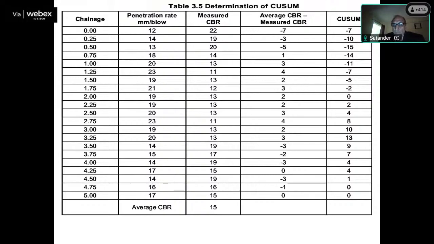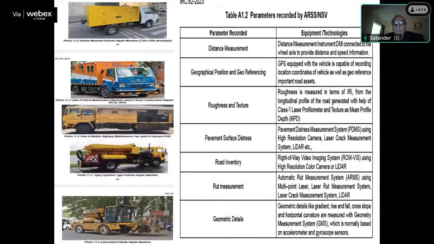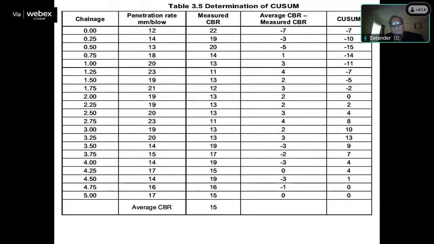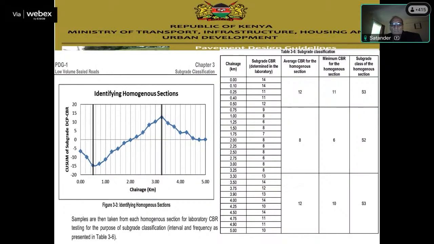The last slide I will show you is how to make a homogeneous section. This I have taken from the AASHTO specification. One side chainage, other side values. If you take the values, find the average. Then subtract each value from the average, and take the cumulative sum. Cumulative of the difference, average minus measured value, then you will get 3 changes. So 3 homogeneous sections you will get. It is called the CUSUM method. It is a very good method.